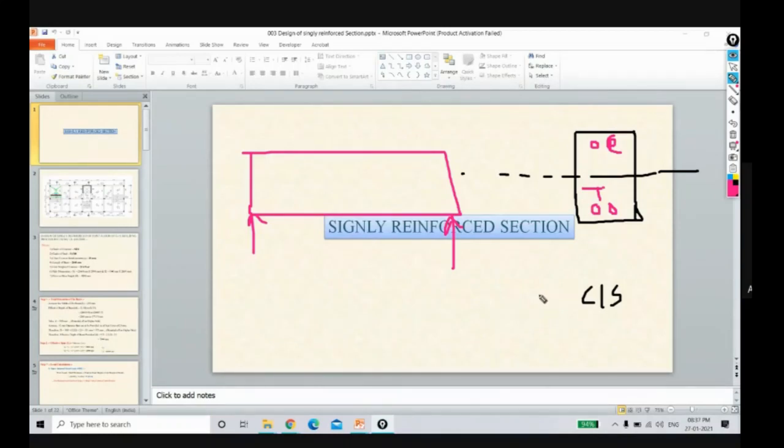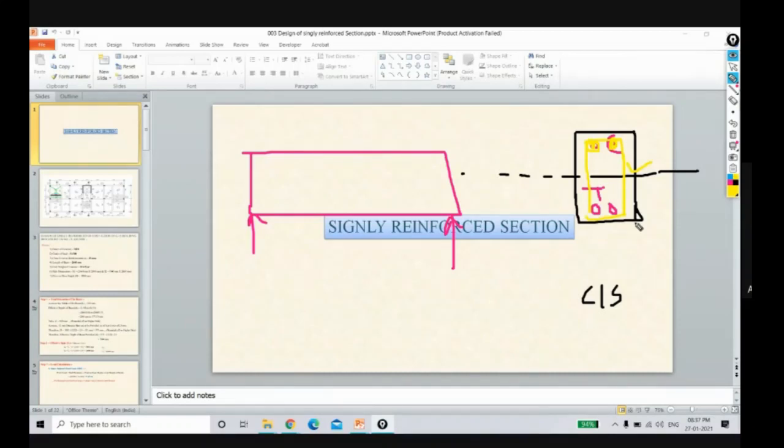But if you see the field point of view, in a beam generally we provide stirrups also. Correct? To hold those stirrups, we have to provide some nominal reinforcement at the top. I repeat, to hold the stirrups, we have to provide some reinforcement at the top, even if that beam is a singly reinforced section. So if you see in the field, generally we are providing the doubly reinforced section.